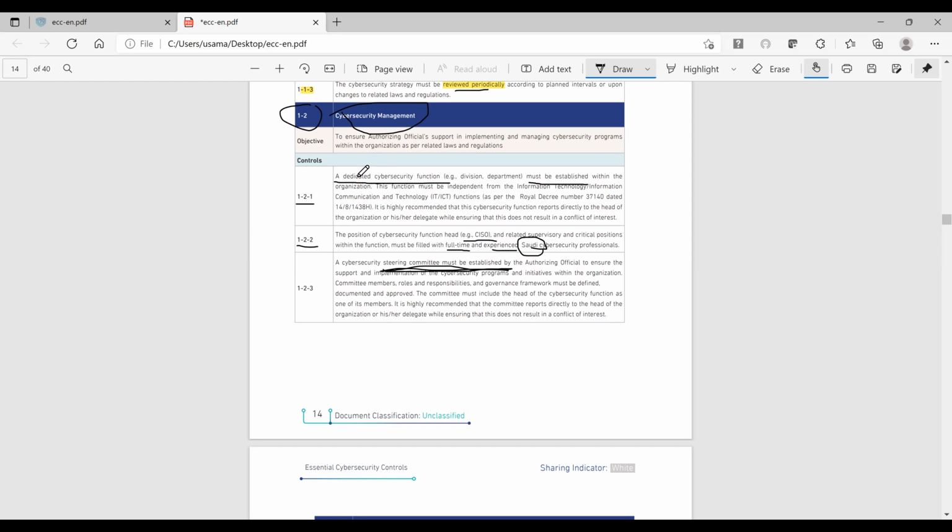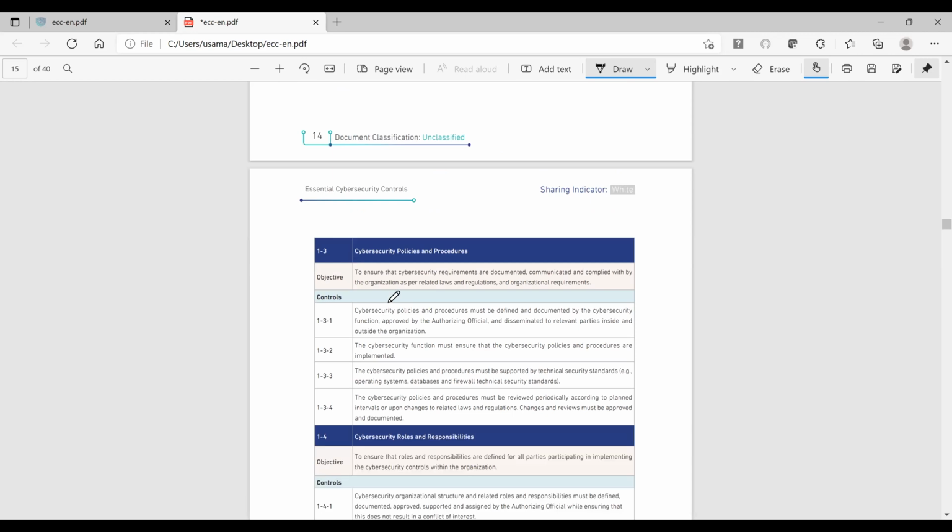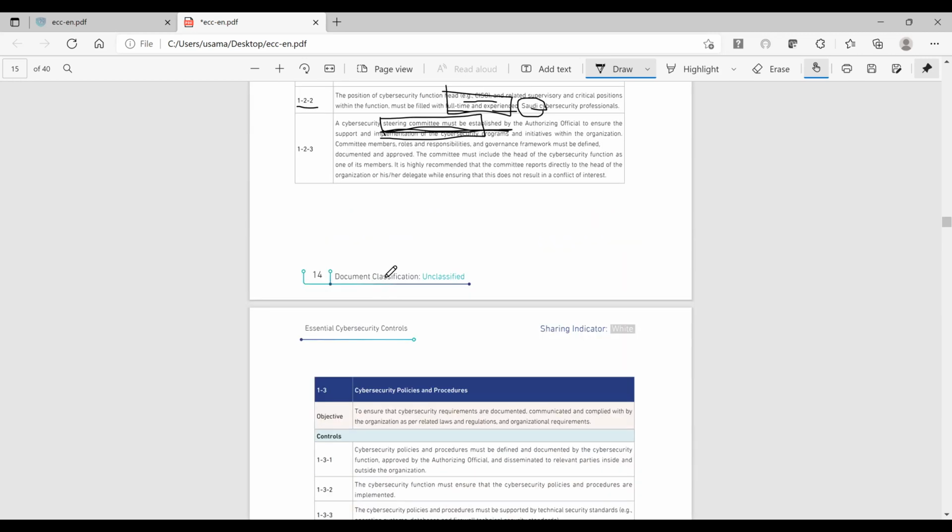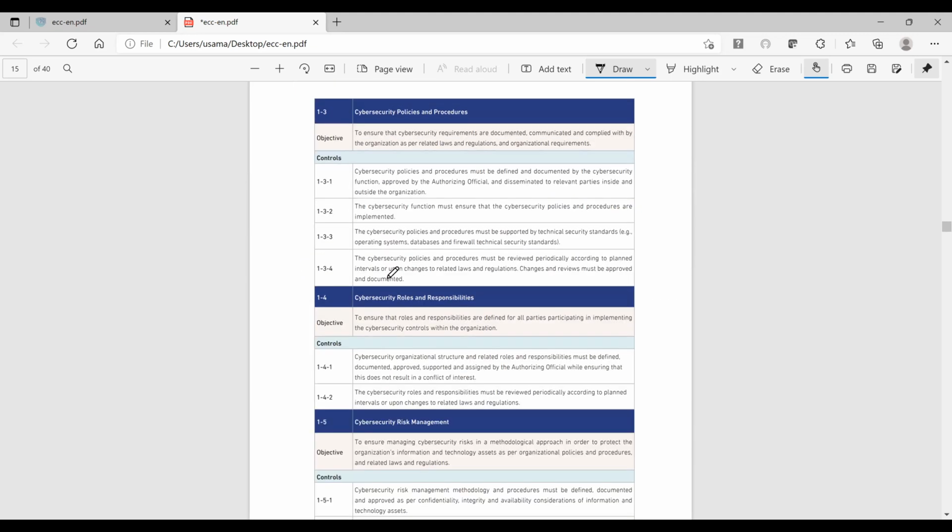Then, number one, we should have a dedicated department. We must have a dedicated security manager, and we must have the steering committee to manage the security issues and infrastructure in the organization.